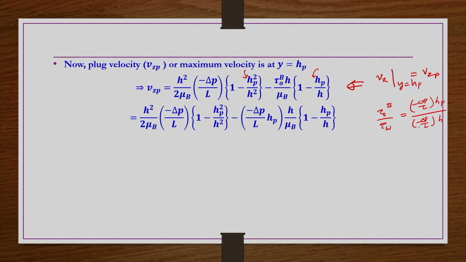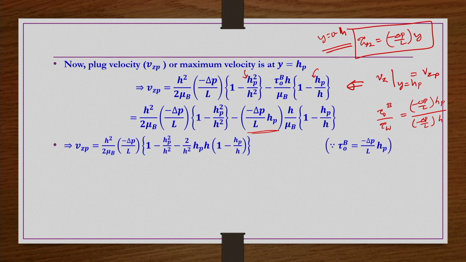So in place of tau_0b you can write minus delta p by L Hp, because the tau_yz expression, minus delta p by L multiplied by y, is valid between y equals 0 to H. When you substitute y equals Hp, that becomes equal to the characteristic yield stress of the material. So in place of tau_0b we are writing minus delta p by L Hp, because of this relation.